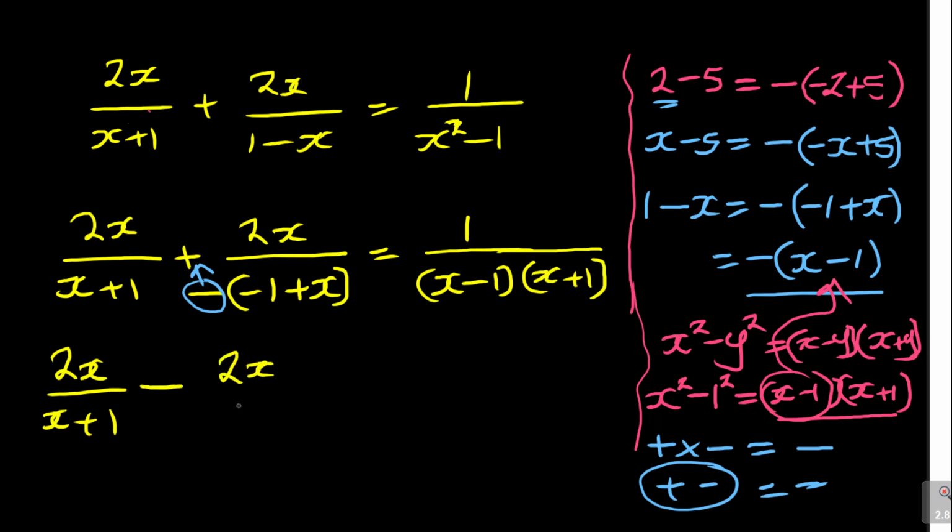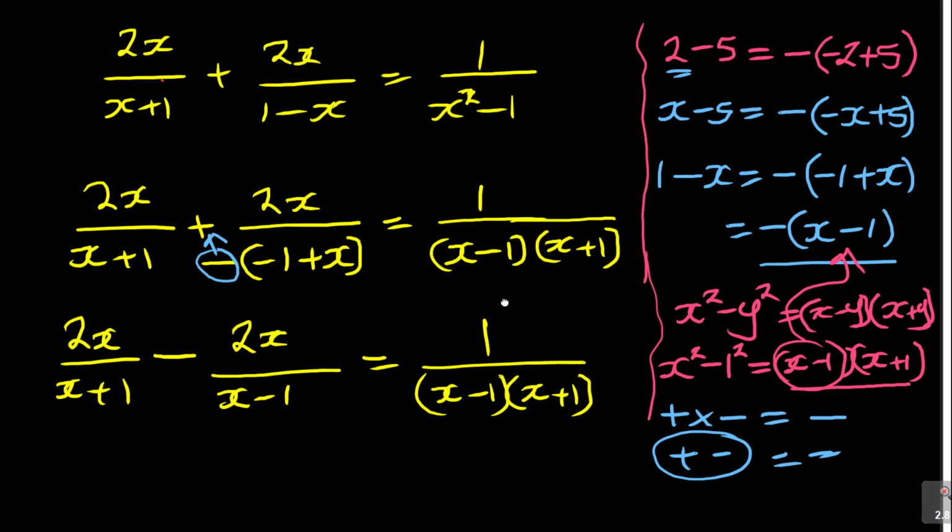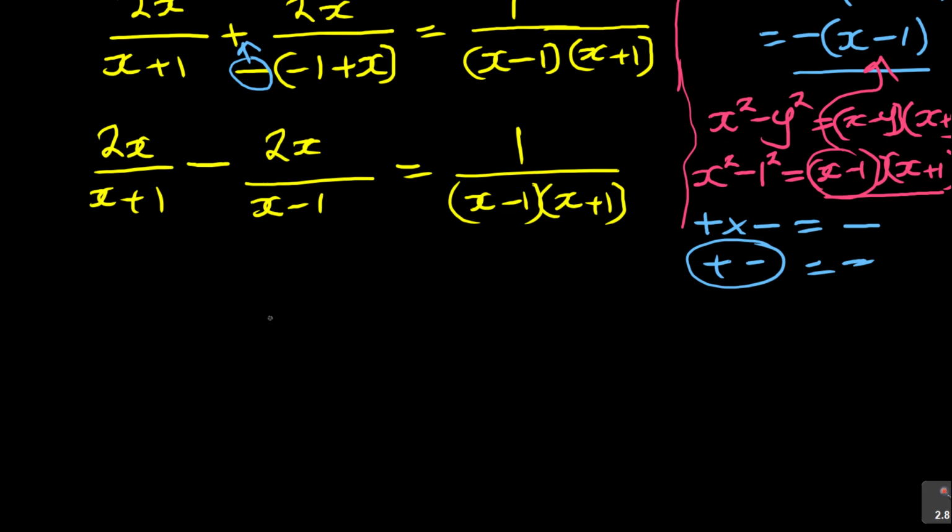2x over, now remember I told you to start with x. It becomes what? x minus 1 is equal to 1 over x minus 1 and what? x plus 1. Are you with me there? That's the main thing. That's the whole thing. The whole question was just based on that.